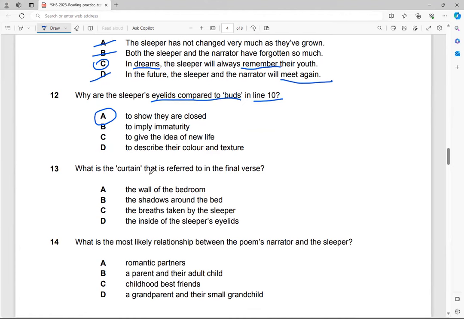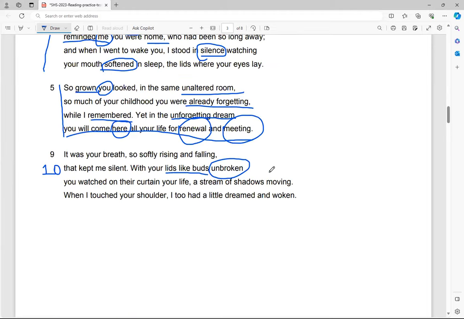13, what is the curtain that is referred to in the final verse? So we're looking at the curtain and we're looking for it in the final verse. The answer is going to be A, the wall of the bedroom, or B, the shadows around the bed, or C, the breaths taken by the sleeper, or D, the inside of the sleeper's eyelids. So let's go to the final verse. It was your breath, so softly rising and falling, that kept me silent. With your lids like buds unbroken, you watched on their curtain. So there we go, we've found curtain.